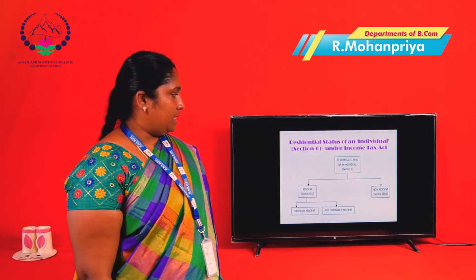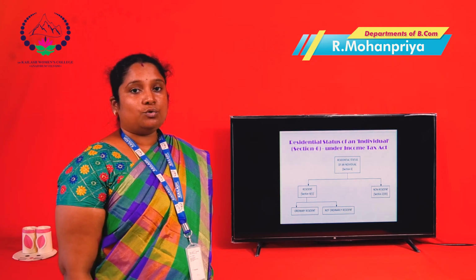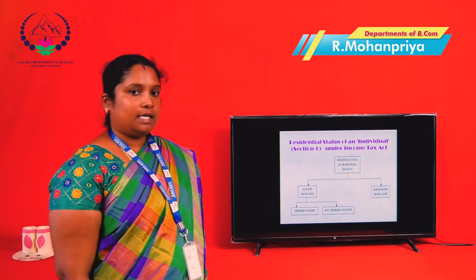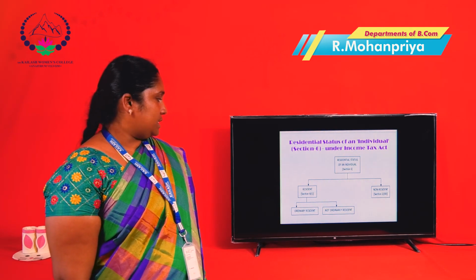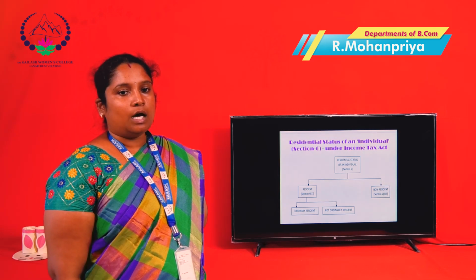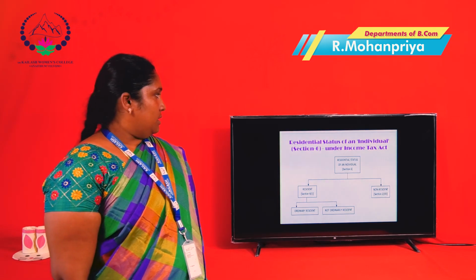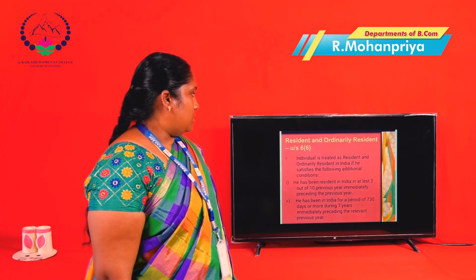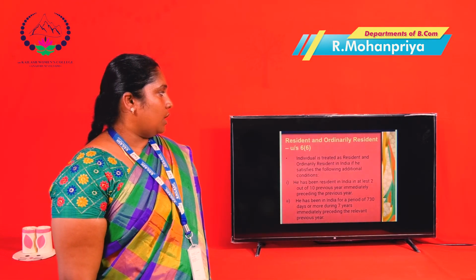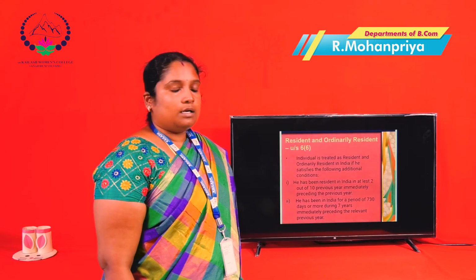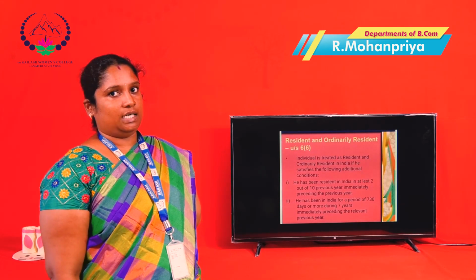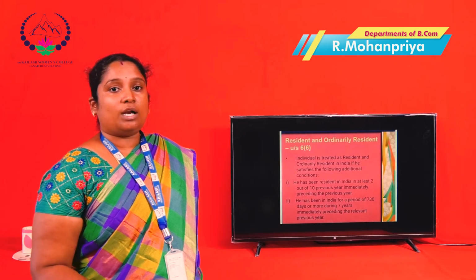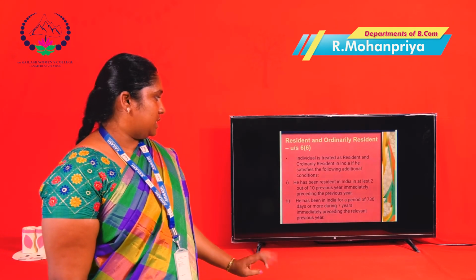Residential status of an individual: resident and non-resident. The residence is divided into two types. First one is ordinary resident, another one is not ordinary resident. Next one is how to calculate resident and ordinary resident. There are any one of the basic conditions and both of the additional conditions.